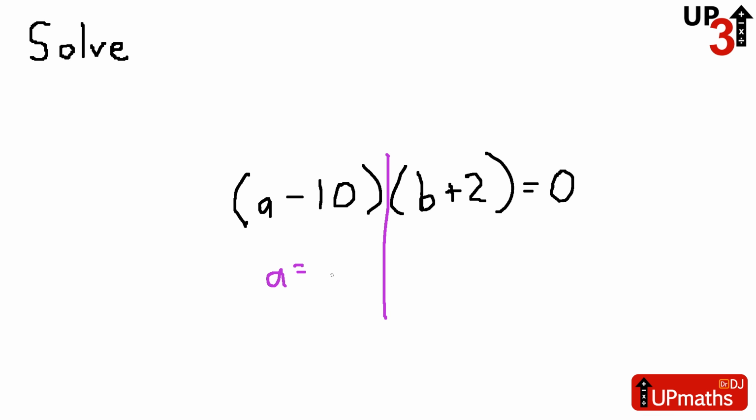So we've got something times something equals 0 as usual, which means one of the two things must be 0. So if a was 10, that left hand side would make 0. If b was minus 2, the right hand side would be 0. Yeah, okay. Hang on, let me write an equal sign there. There we go, so that's the two possible answers.